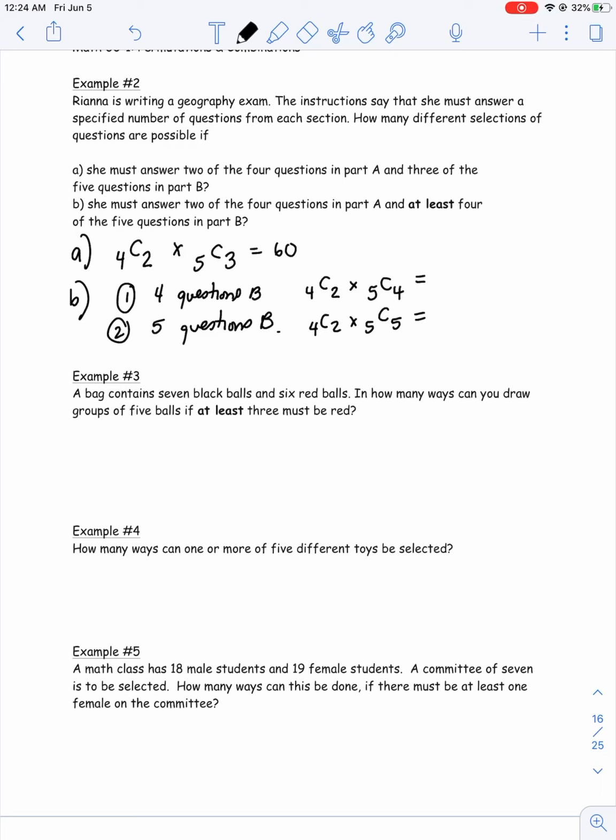So for case 1, when you multiply 4 choose 2 times 5 choose 4, you should get 30. And multiplying 4 choose 2 times 5 choose 5 should be equal to 6. And then what we do between the cases is we always add them together to get our final answer, which in this case is 36.